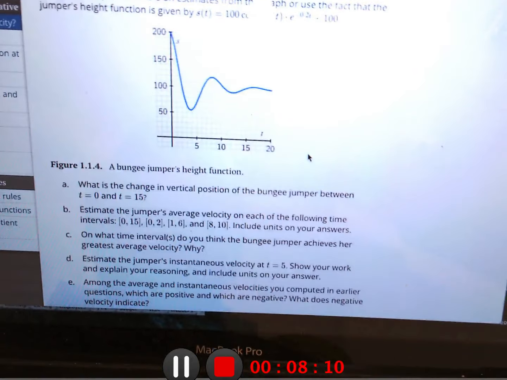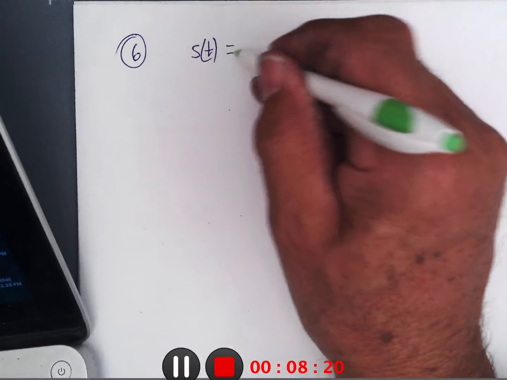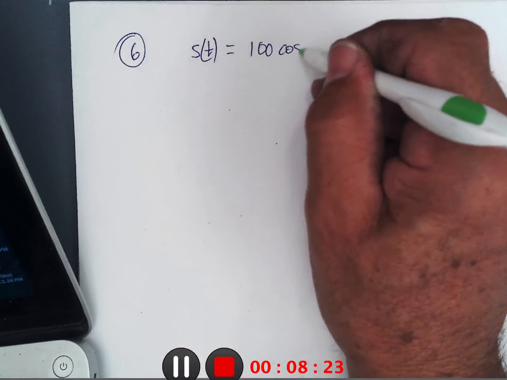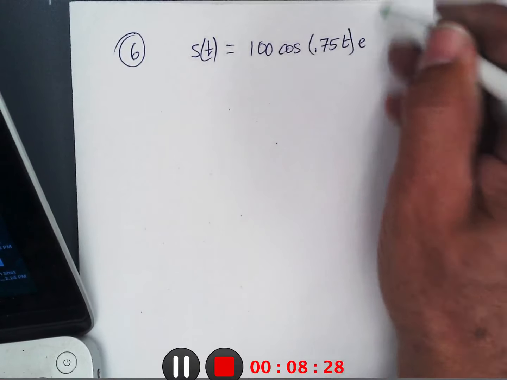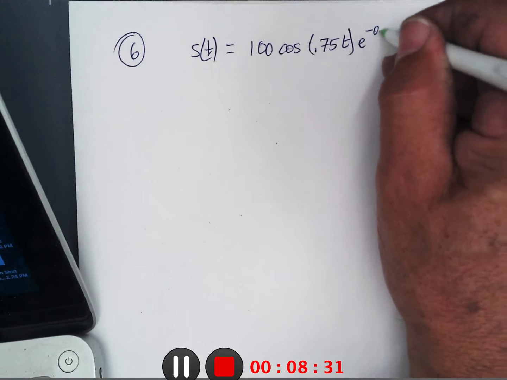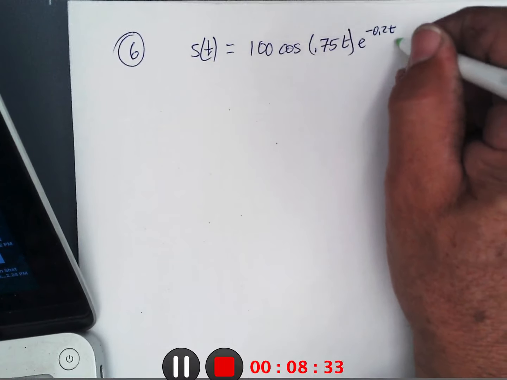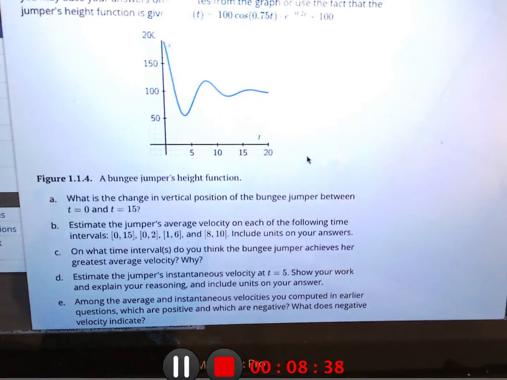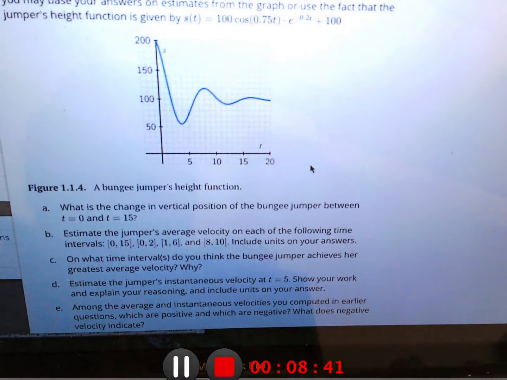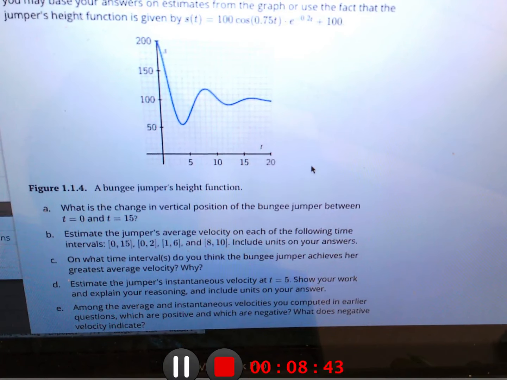So we have this bungee jumper. And they gave us a formula for the position. Bring it down here where you can see it: S of t is 100 cosine of 0.75 t times e to the negative 0.2 t, plus 100. They made a graph of it. And then they asked, what is the change in vertical position between 0 and 15?